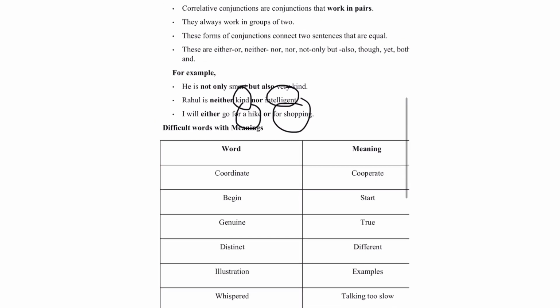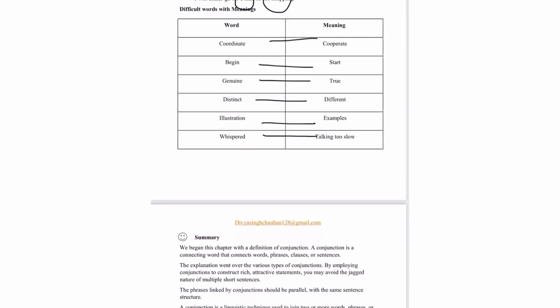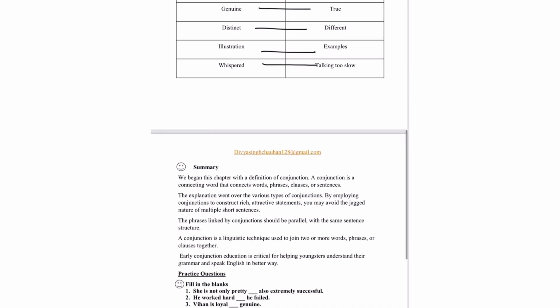Difficult words which I would like you to have an idea about. So, coordinate means cooperating. Begin means start. Genuine means somebody who is truthful or true. Distinct means different. Illustration means examples. And whispered means what? When somebody is talking very slowly. How many of you have been whispering in your class while your teacher is writing on the board? Yeah, many of you would have been doing that, right?